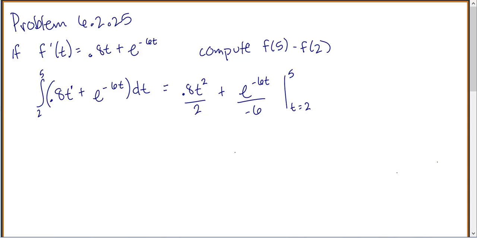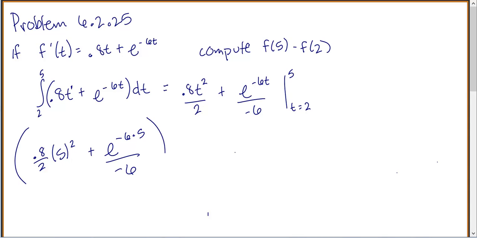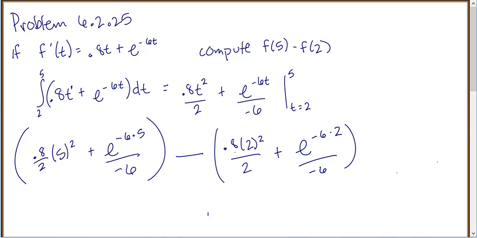So to do this, we'll plug in our 5 first, subtract, and then plug in the 2. So this will be 0.8 over 2 times 5 squared plus e to the negative 6 times 5 over negative 6. Put big parentheses around that, minus, now we do the exact same thing with the 2. So 0.8 times 2 squared over 2 plus e to the negative 6 times 2 over negative 6.